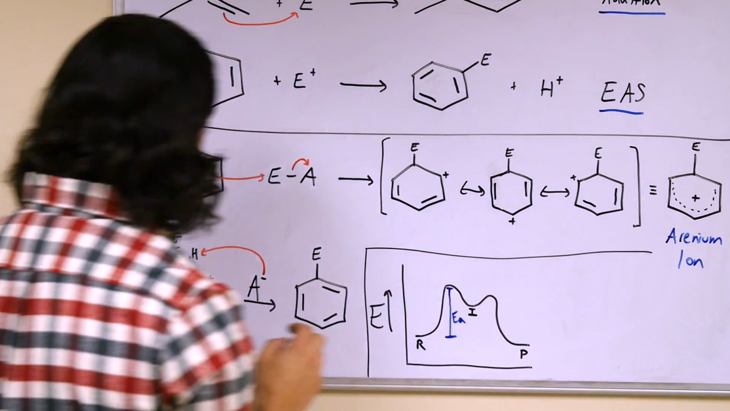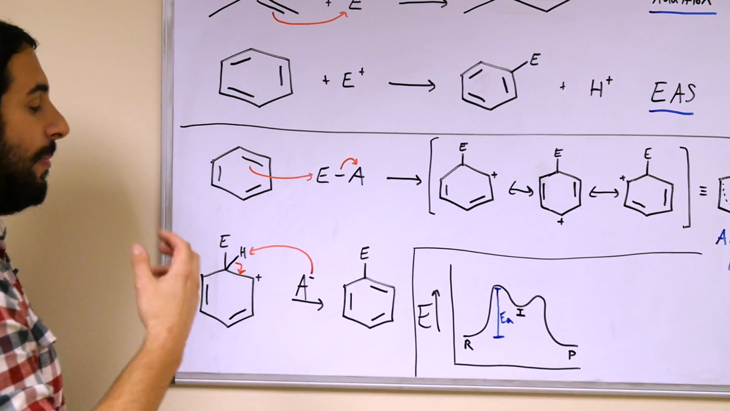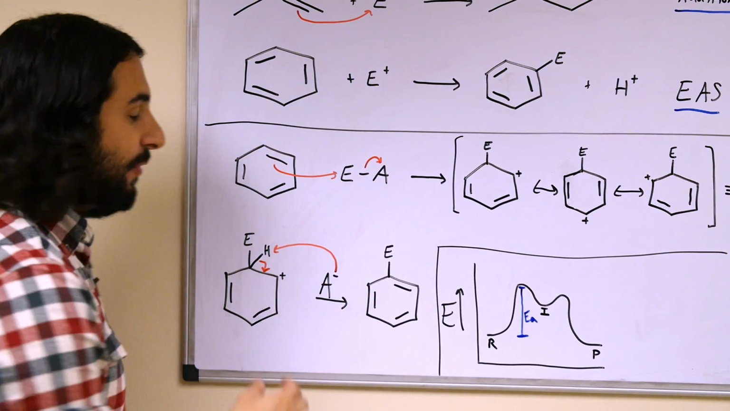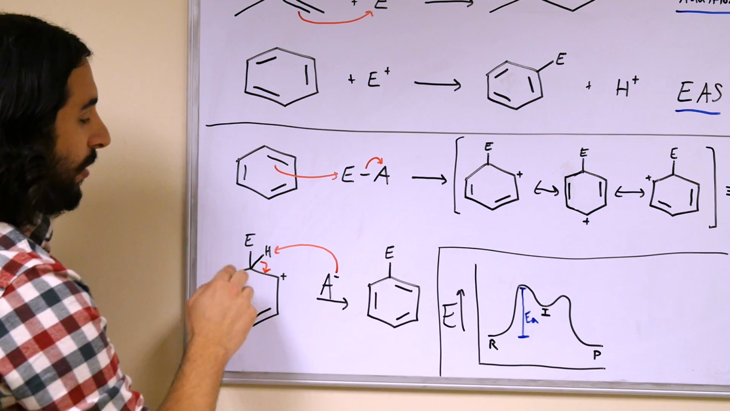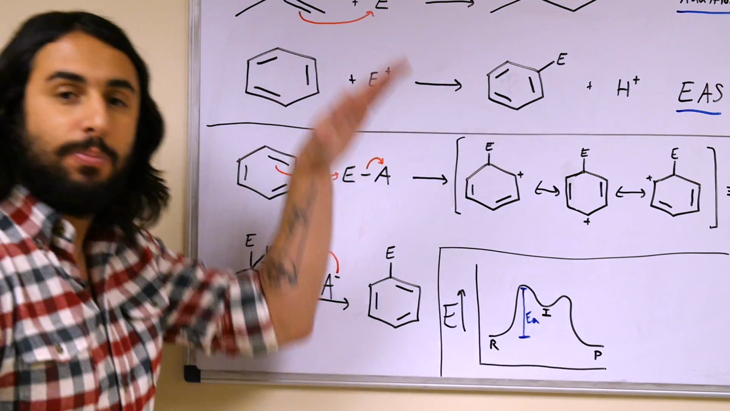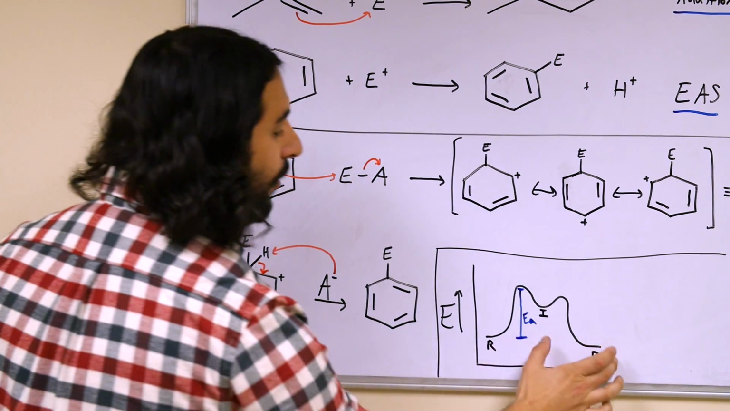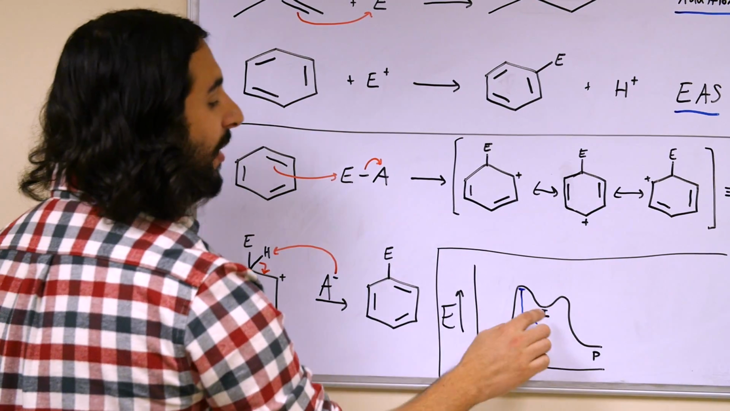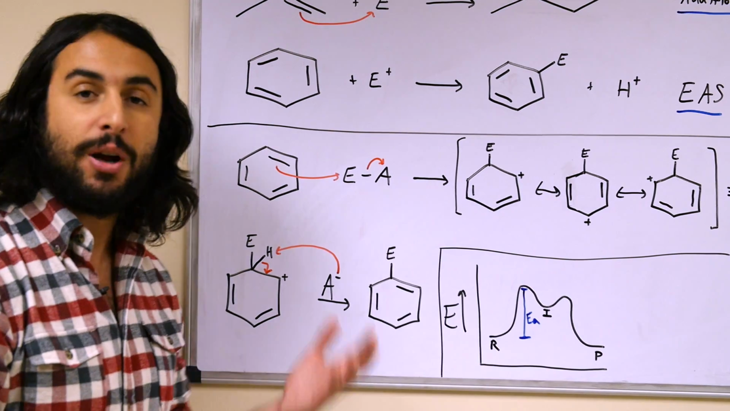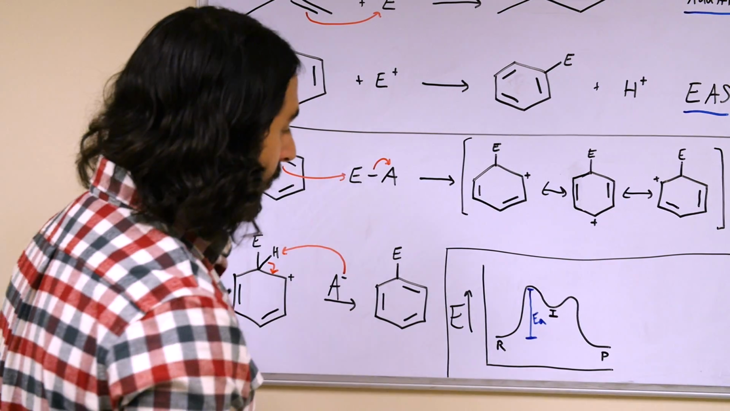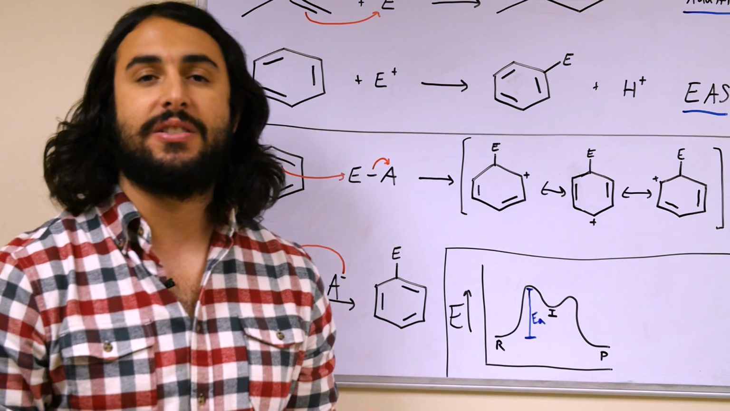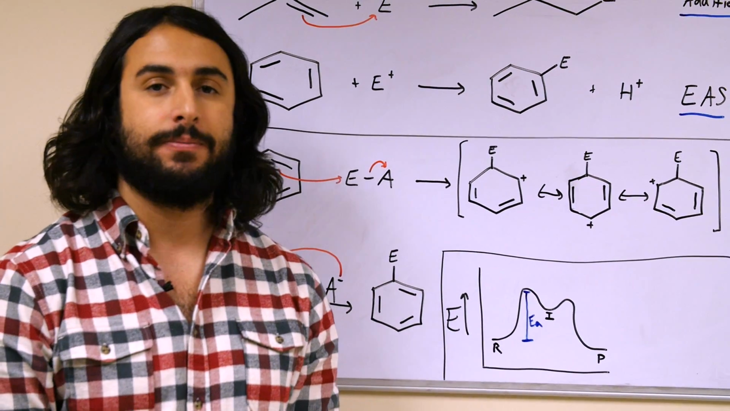Because once we have generated the arenium ion here, it is going to be very easy and very energetically favorable to extract that proton, restore aromaticity, bring the whole system to a much lower energy here. So here's the products. Where they are relative to the reactants is hard to say, but certainly we know that the intermediate is going to be much higher in energy than either of the two. So let's go ahead and look at some specific EAS reactions.